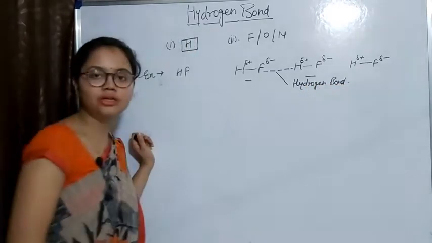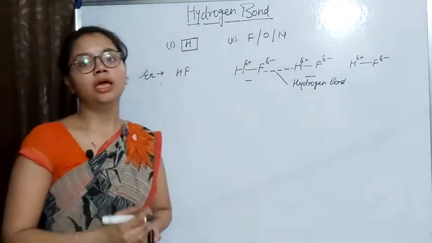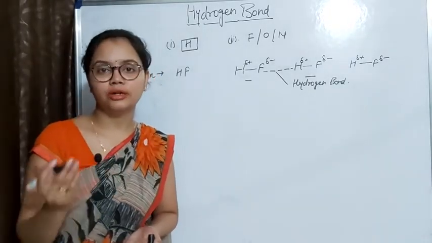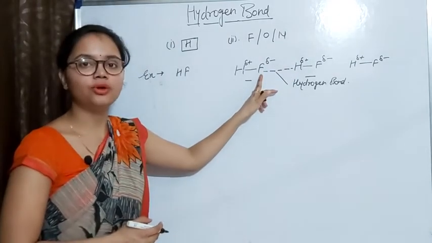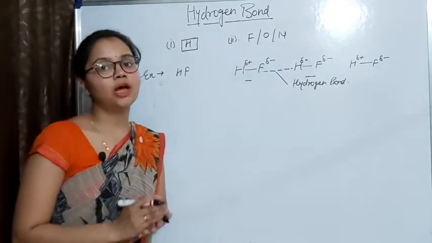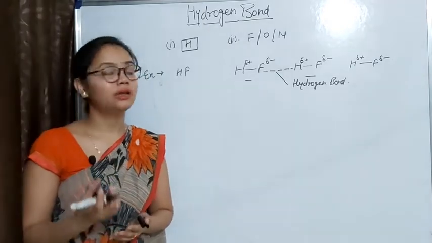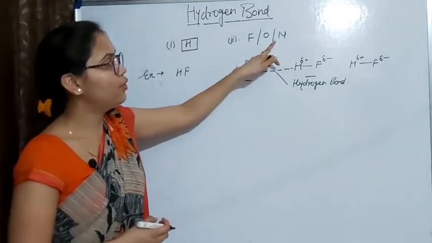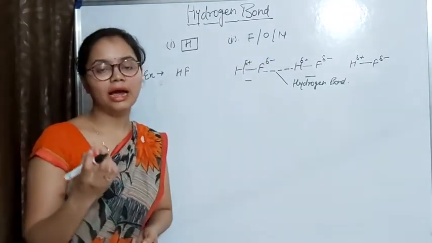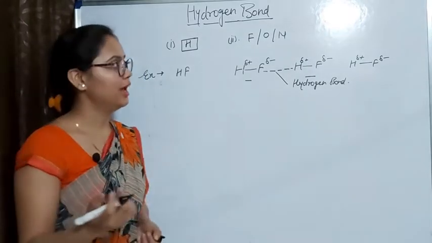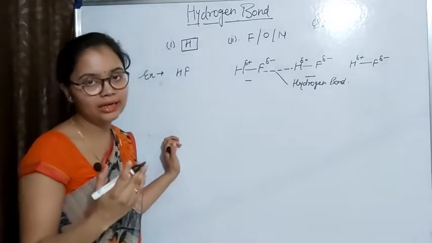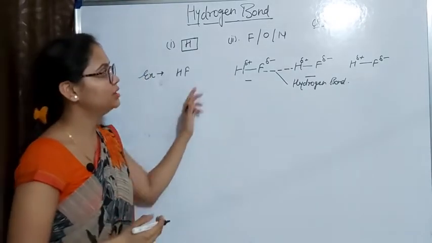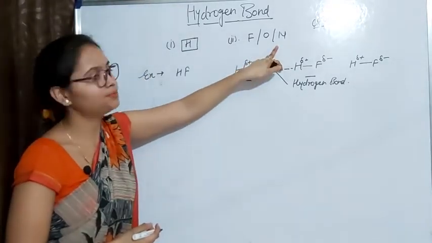okay? So what is hydrogen bond? Hydrogen bond is nothing but an electrostatic force of attraction which works between the hydrogen ion and a highly electronegative ion, okay? Now I will tell you why I am saying we will consider only FON as highly electronegative ions. Chlorine also has a high electronegativity, but we are considering only FON here, okay?